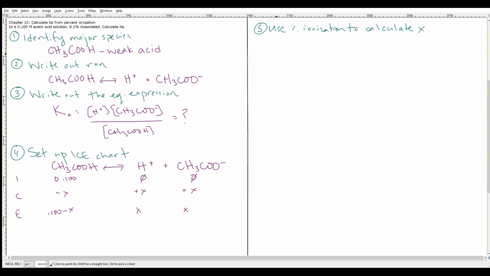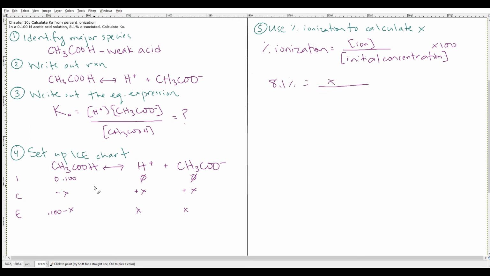Okay, so I know that percent ionization is equal to the concentration of the ion that we're interested in over the initial concentration, times 100, because it's a percent. In this case our ion concentration is represented by X. Both of these are the same, so we could say it's just X. And I know my percent ionization is given to me as 8.1%.